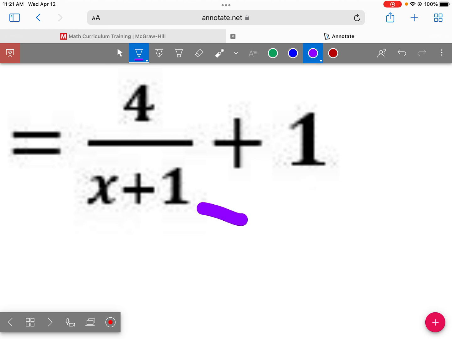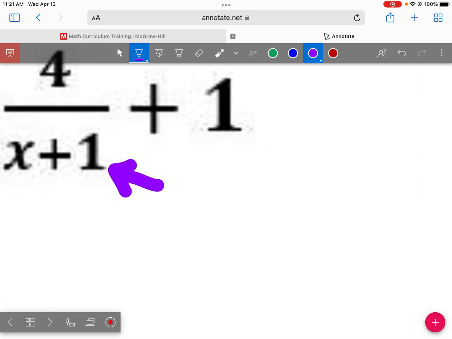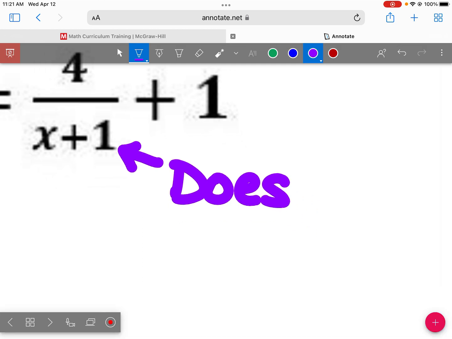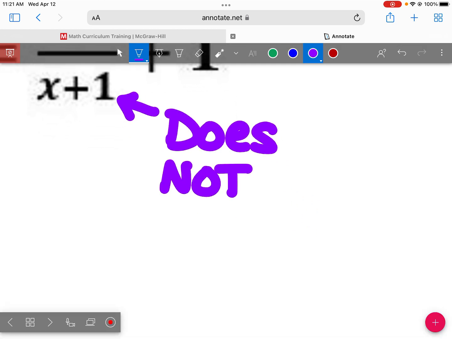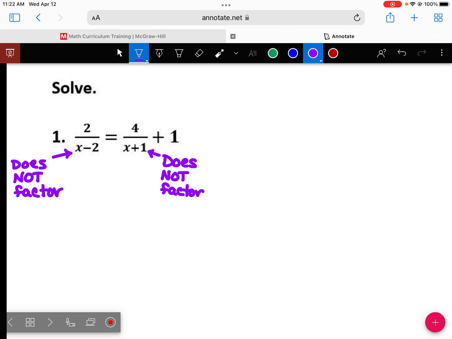What about this second denominator? Does that denominator have a GCF? Do I need to do an X box for it? Why not? It's already in factored form. It has no x squared. So this one also does not factor. It's okay if things don't factor, but if it can be factored, we have to factor it.